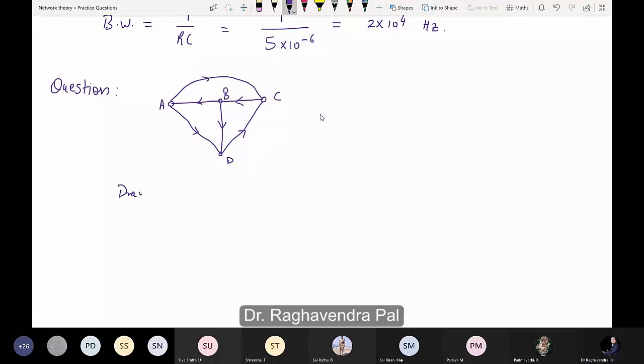Draw the incidence matrix. How to draw the incidence matrix?